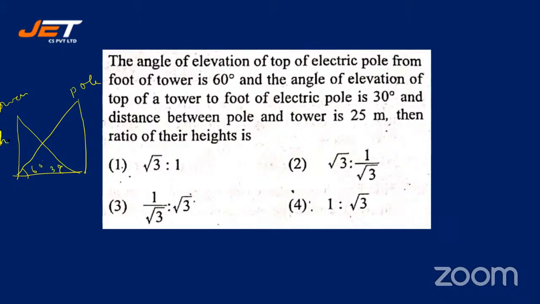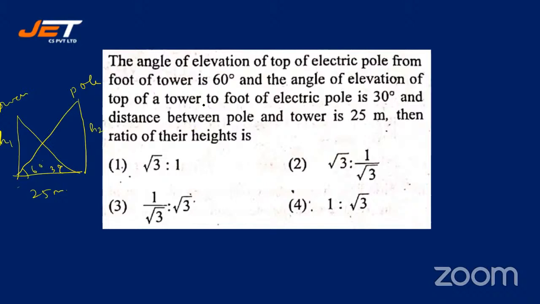Let's assume this to be H1, that is the base to the tower. Base to the pole is H2. And what is AB? That is the distance between the pole and the tower, 25 meter. Now, what is the ratio of their heights? Okay. So I'm sure with this diagram, you must be able to find out the answer.